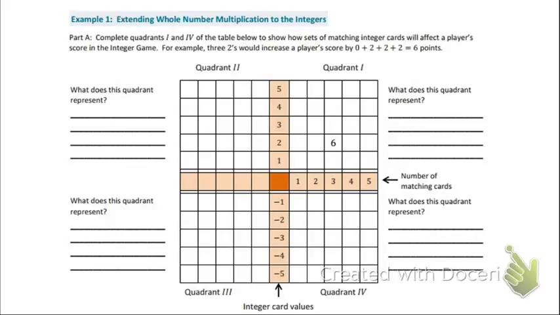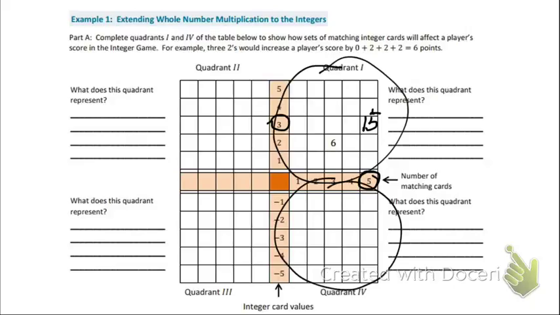Let's do another one together. If we chose 5, that's the number of cards. We chose 5 3s. What's going to be here? It's going to be 15, because 5 3s is equal to 15. Drawing 5 3s. So go ahead and fill in quadrant 1 and quadrant 4, and come back and we'll look at it together.